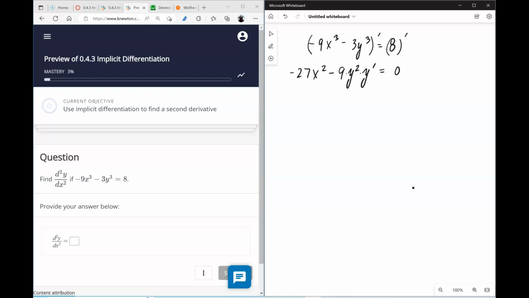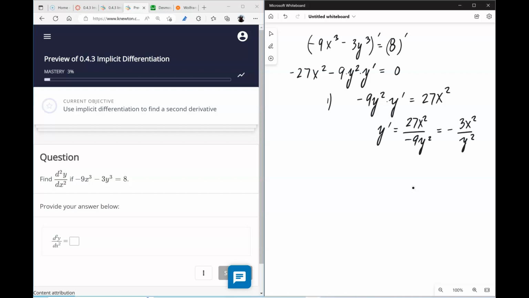And from here we're going to do two things. We're going to first isolate y prime. So we're going to do it by adding 27x squared to both sides. So -9y squared y prime is equal to 27x squared, and therefore y prime is equal to 27x squared over -9y squared, and we can reduce by 9, so it's -3x squared over y squared. That's the first thing we're going to do.